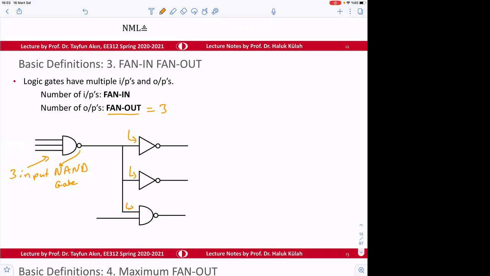What about fan in? Fan in is this one. Fan in is also 3. It happens to be 3 here. So for these gates, we need to find how many we can connect at the output and still the circuit properly works.